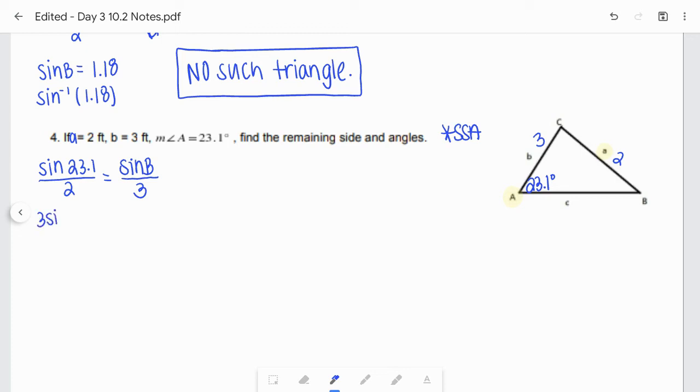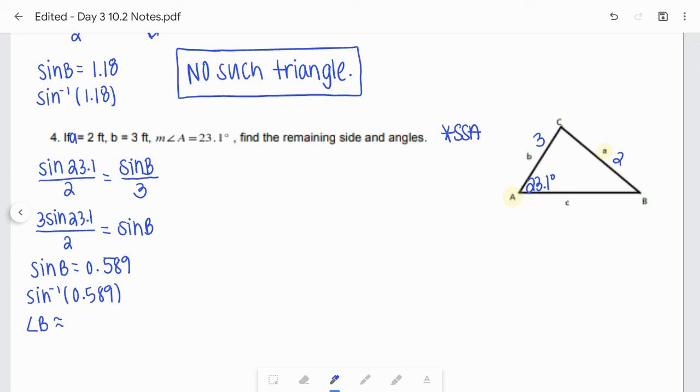So we have 3 sine 23.1 degrees divided by 2 is going to give us sine B. Okay, so when we type that into our calculator, we should find that sine B is equal to 0.589. So when I take the arc sine of 0.589, which is between 1 and -1, we get that angle B is approximately 36.05 degrees.